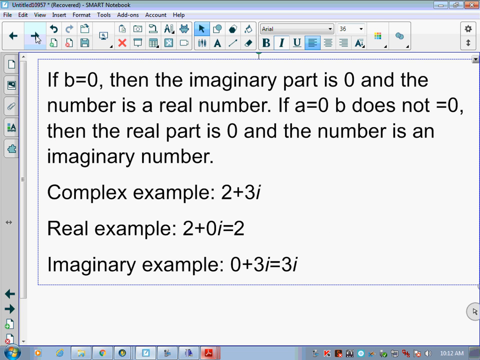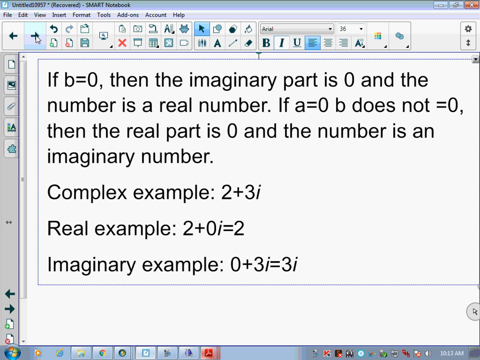So if b equals 0 in that equation, okay, a plus bi, then the imaginary part is 0, because anything times 0 is what? 0. So if I take something that is imaginary and multiply it by 0, I'm going to get 0 for the imaginary part. It's going to cancel out if b is 0. Okay? But if a equals 0 and b does not equal 0, then I have 0 for my real part. All I'm left with is the imaginary part. And the number is just going to be the imaginary part.